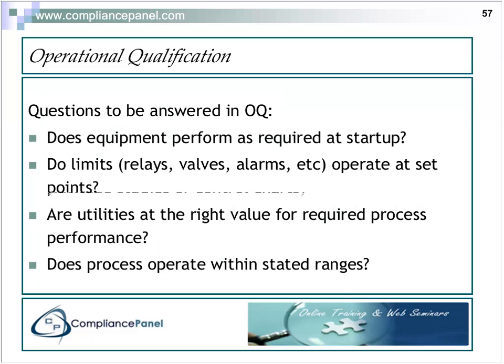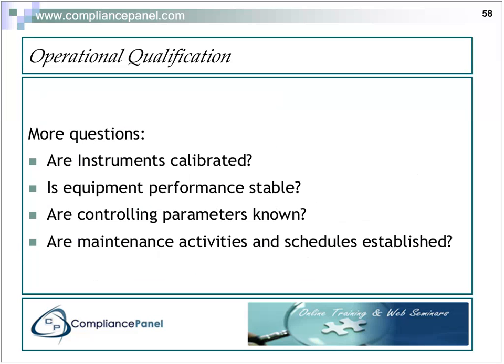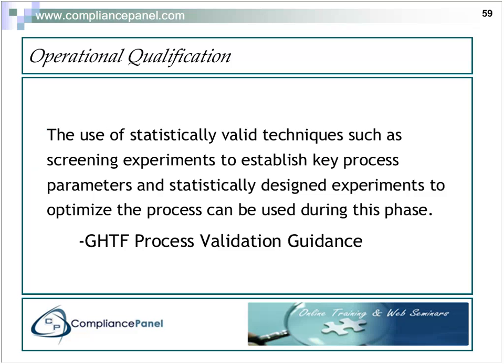Questions. So we need to understand the equipment performs as required. Do the limits operate at the set points? Are the utilities at the right value for the process performance? So we're going to look at all these things at the beginning of this phase. Does the process operate within those stated ranges? Are instruments calibrated? Again, we want to calibrate before and after this phase here to make sure that our instruments are working properly, that we're measuring properly. Are the controlling parameters known? Maintenance activities, and so on.